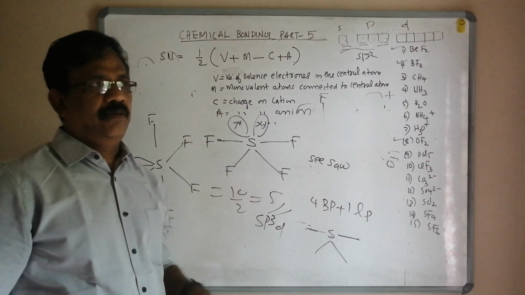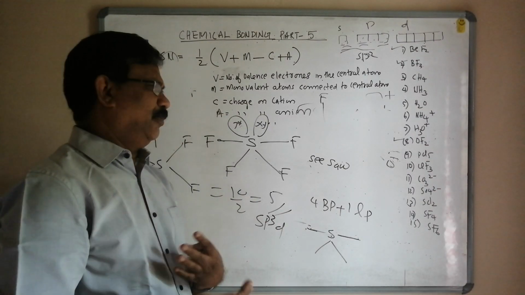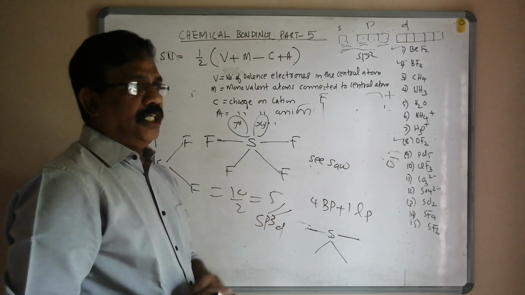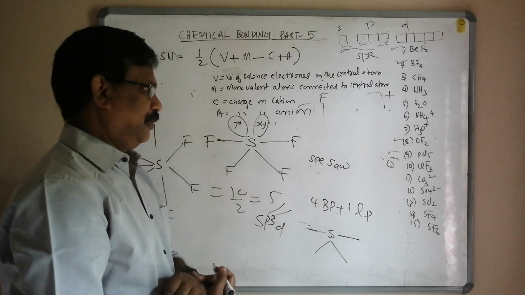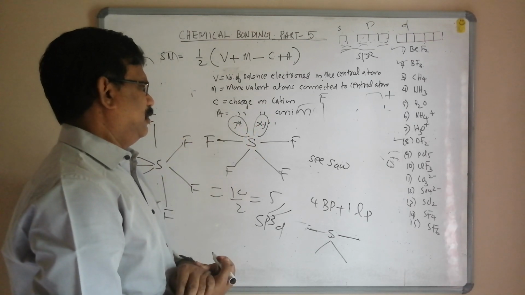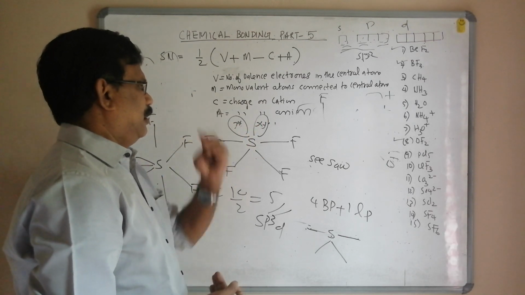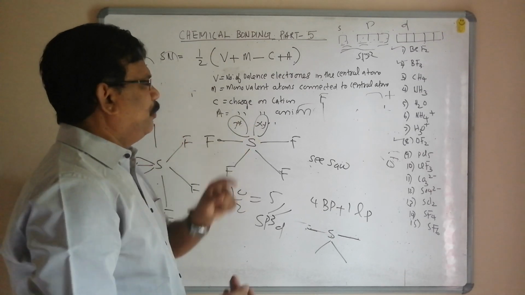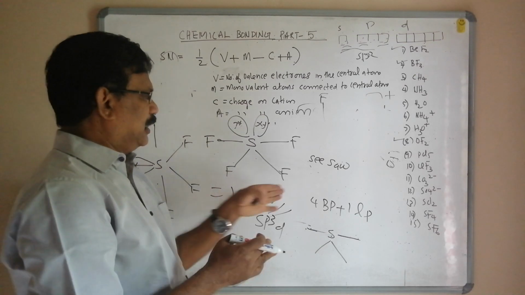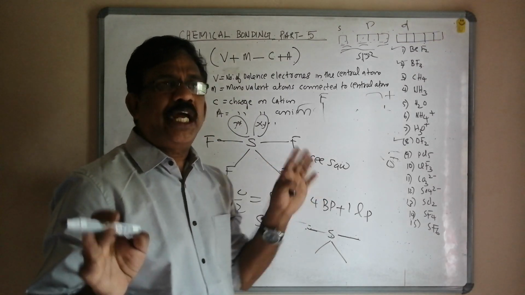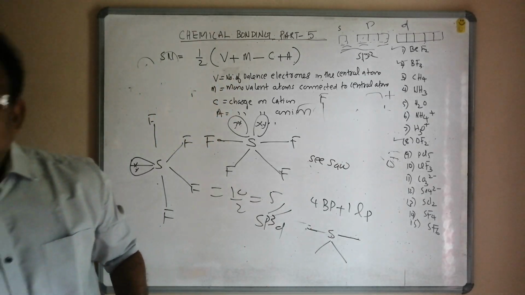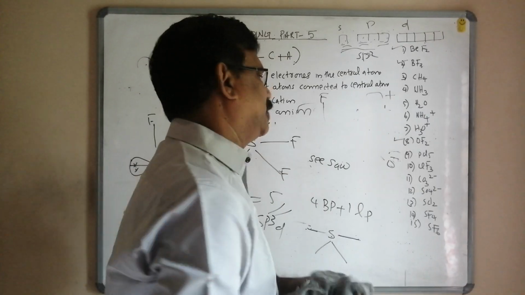Hybridization sp3d. The expected shape is trigonal bipyramid. Actual shape is seesaw or distorted tetrahedron, due to lone pair repulsion according to VSEPR. Due to the presence of the lone pair, the actual shape becomes a seesaw; the expected shape is trigonal bipyramid. This is about SF4. And the last molecule, SF6, we can discuss in detail, with a new hybridization.